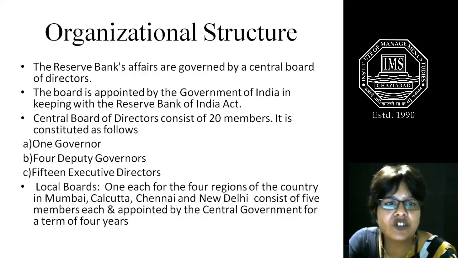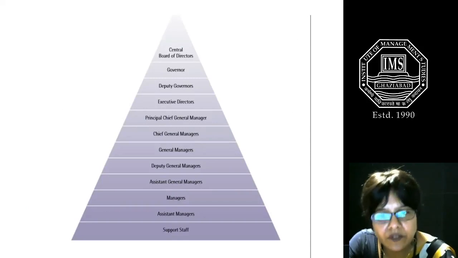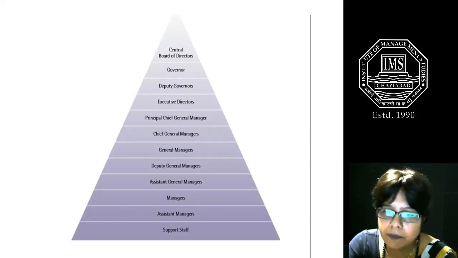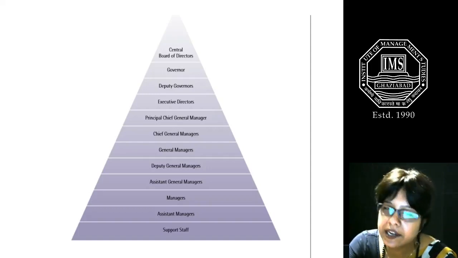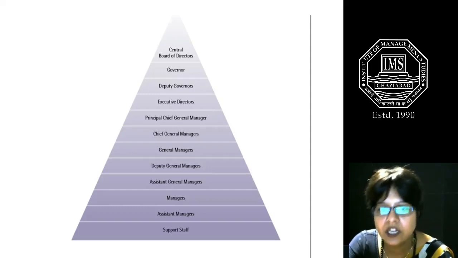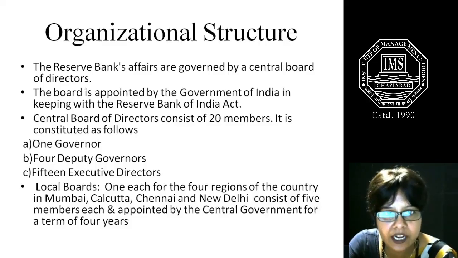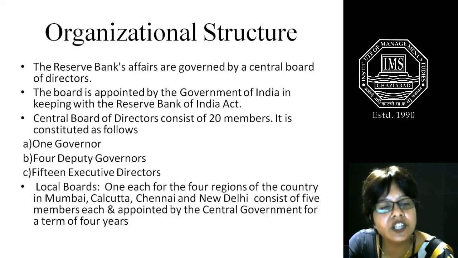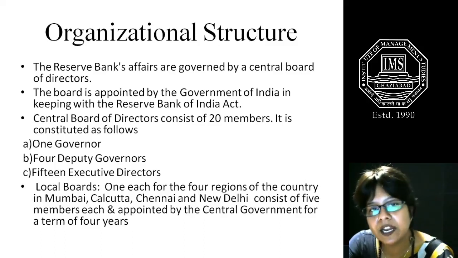The organization structure of Reserve Bank of India is actually given by this particular triangle. We can very well see that the number of people at the top is less, like in any hierarchical structure, and it increases pan-India as the hierarchy goes down. So when I talk about the organization structure of Reserve Bank of India, it is governed by the Central Board of Directors. Now this board is appointed by the Government of India in keeping with the RBI Act.